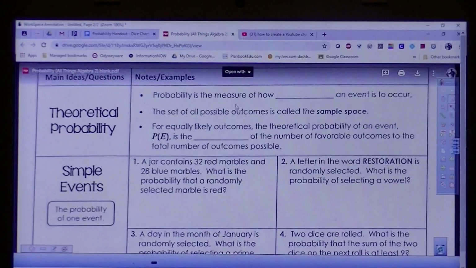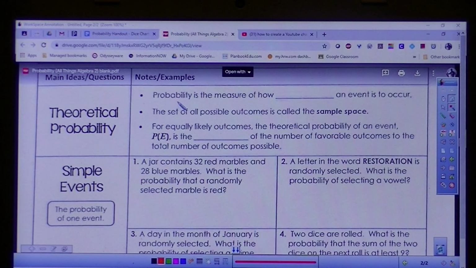So let's talk about this definition first. Probability is the measure of how likely an event is to occur. Now what in the world is an event? Well, when it comes to probability, events are like flipping a coin, rolling a die, pulling a card out of a stack, pulling a marble out of a bag, a number out of a hat. Any kind of event where you're trying to predict the likelihood of something happening.